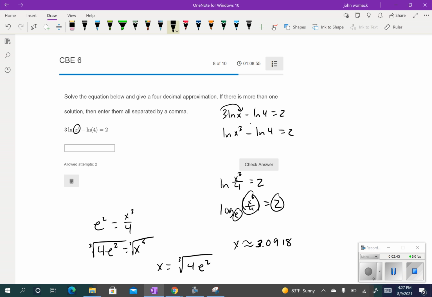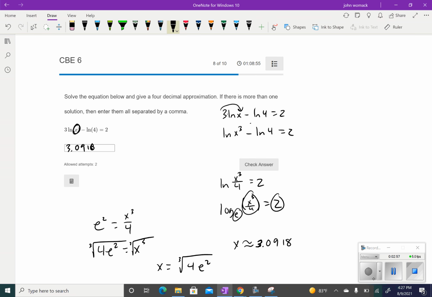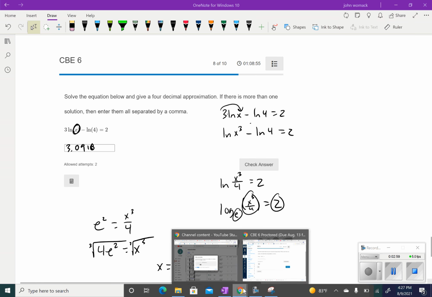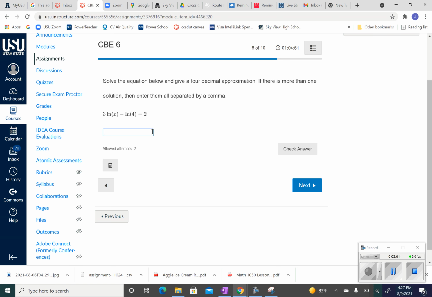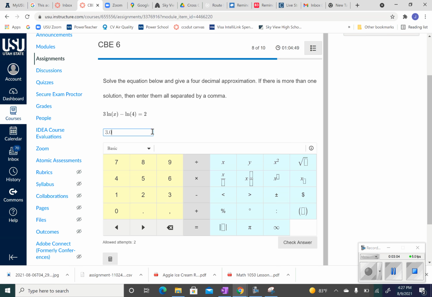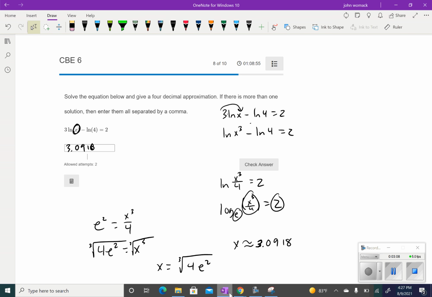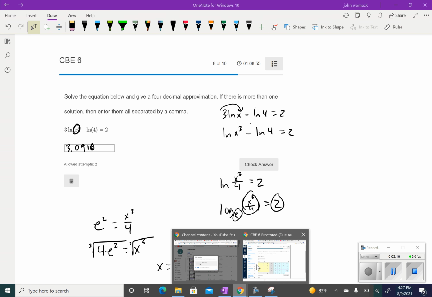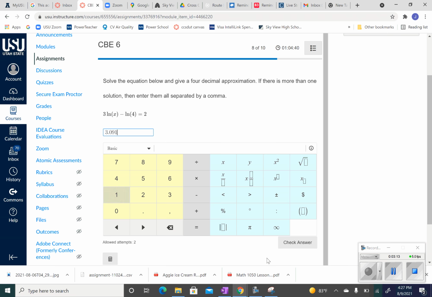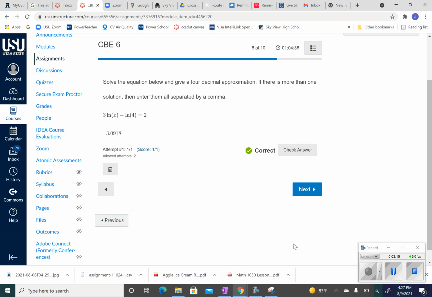So make sure you check your answer. It cannot make the inside of the logarithm negative. But that looks good. It doesn't. It's a positive. So we're okay. And then let's just double check. So it's supposed to be an 8 there. 3.0918. Let's plug that in real fast and check and make sure it works. I already forgot it. It was 3.0918. Okay, it looks good.